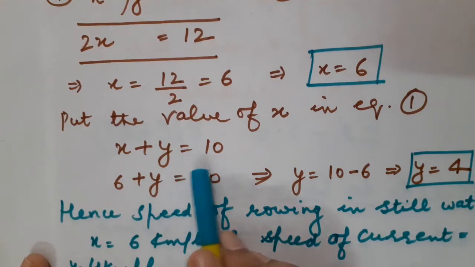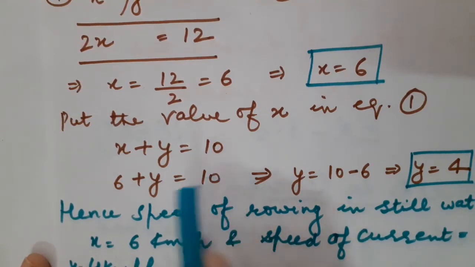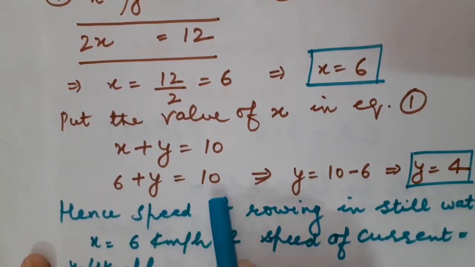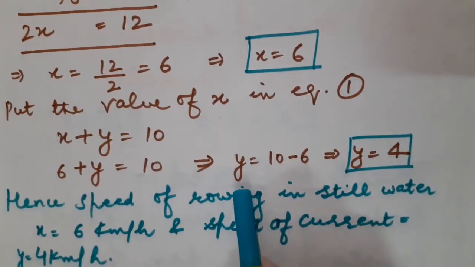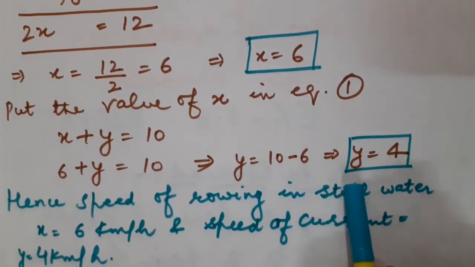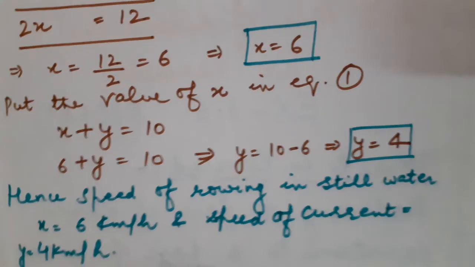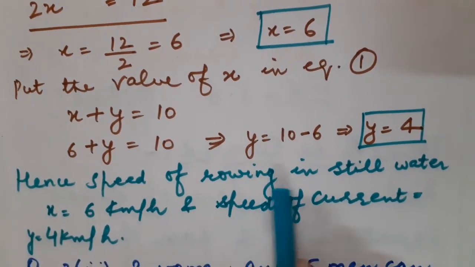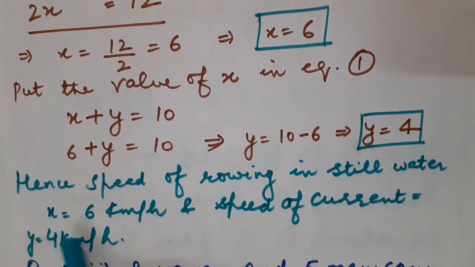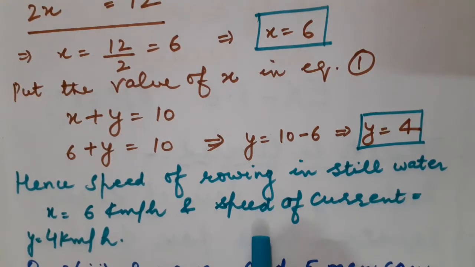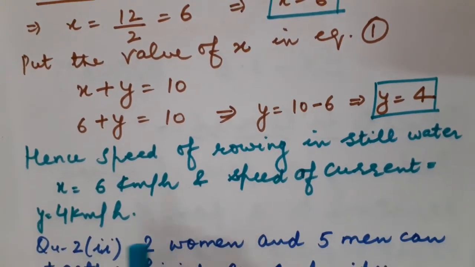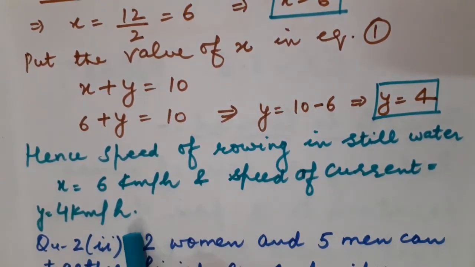This is x + y = 10, equation number 1. So 6 + y = 10. So what is the value of y? y = 10 - 6, that is y = 4. So hence the speed of rowing in still water is x, that is 6 km per hour, and the speed of the current is y, that is 4 km per hour.